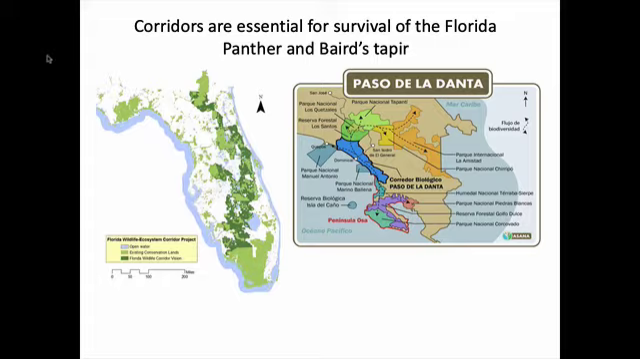This is not the only example that we have. Here's a Paso de la Danta, which is the tapir. Baird's tapir in Costa Rica is a critically endangered species. If you haven't been to the zoo to see the tapirs, they're about this tall. They're kind of chunky. They look like elephants, but they're not. They're related to hippos.